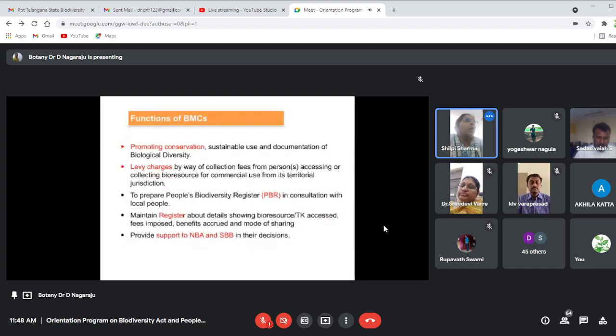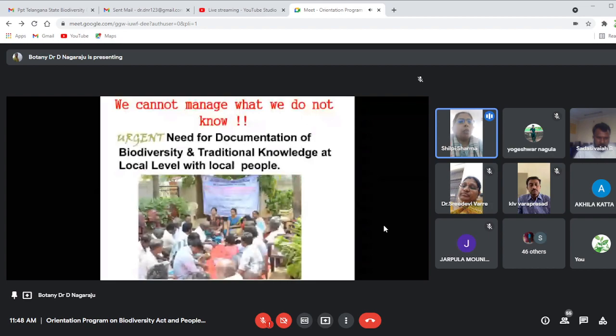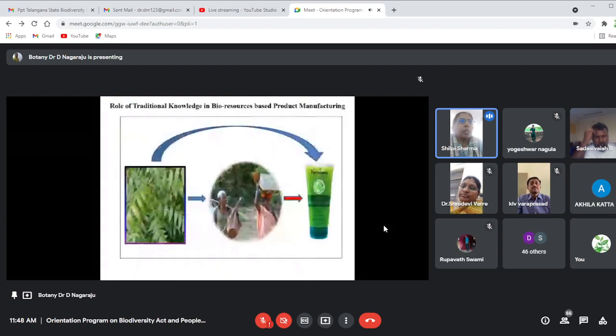Next. Unless and until we document anything, we cannot conserve it. Unless and until we know what we have with us, we cannot go for conservation. So we need to document. Next slide. We need to document, we need to conserve, and for documentation, we need to go for PBR.